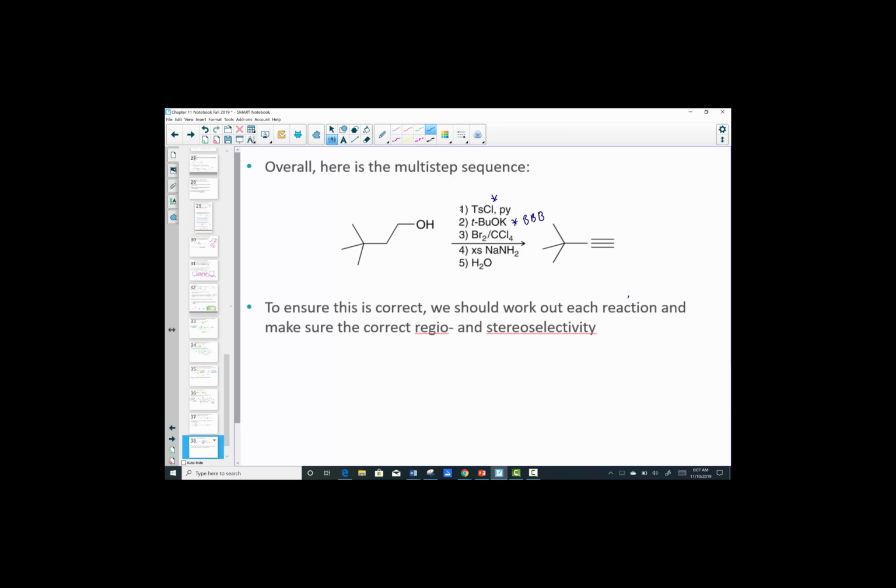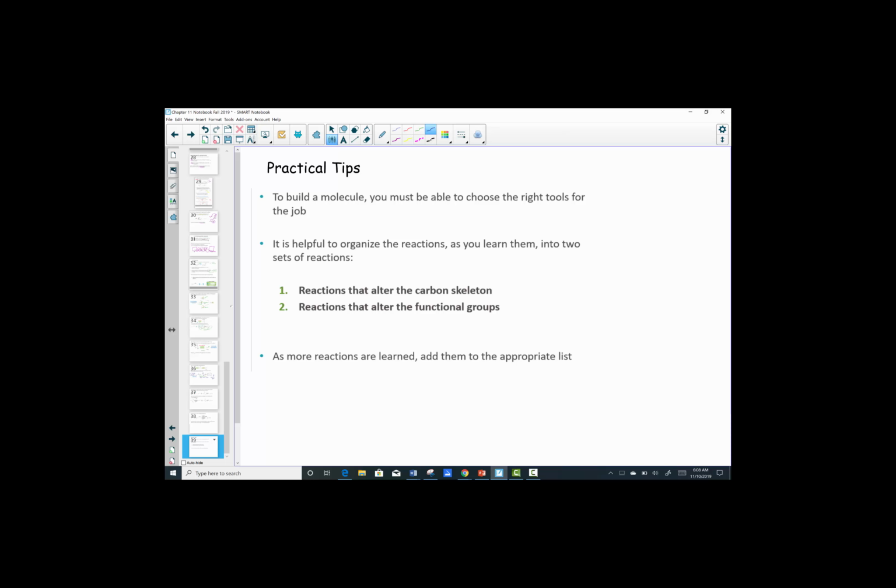We want to make sure we're considering, are we adding Markovnikov or anti-Markovnikov? Do we need a Zaitsev elimination or a Hofmann elimination? And selecting the correct tools helps me get there through all those questions. So the best advice is to build a molecule. You must choose from the right tools for the job.